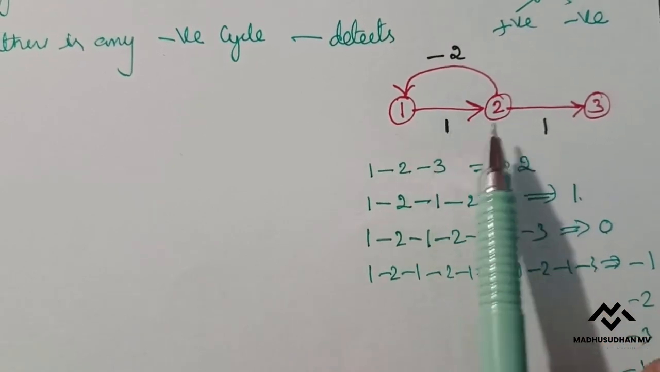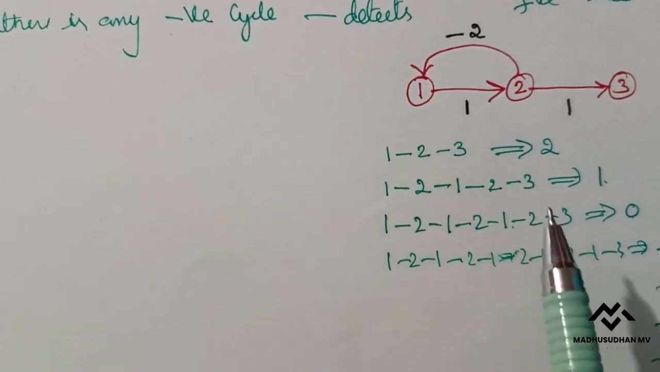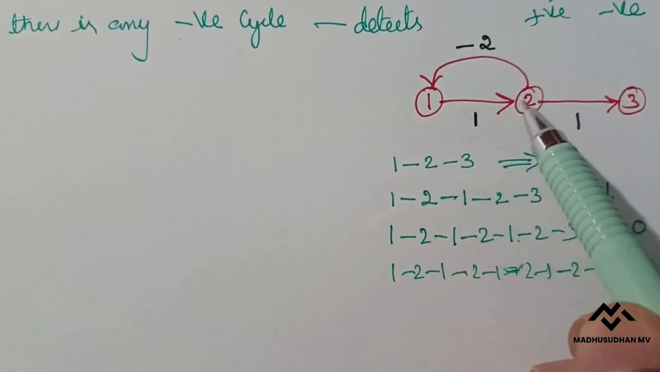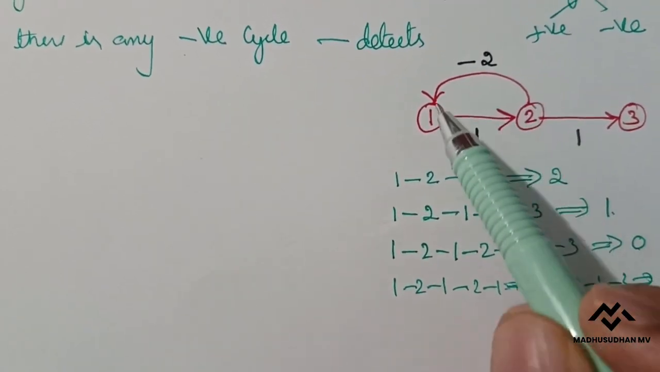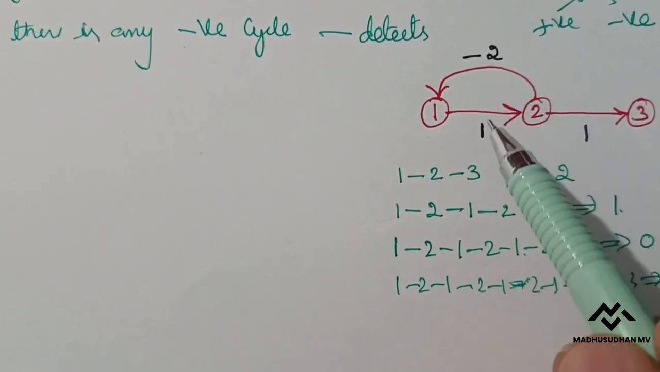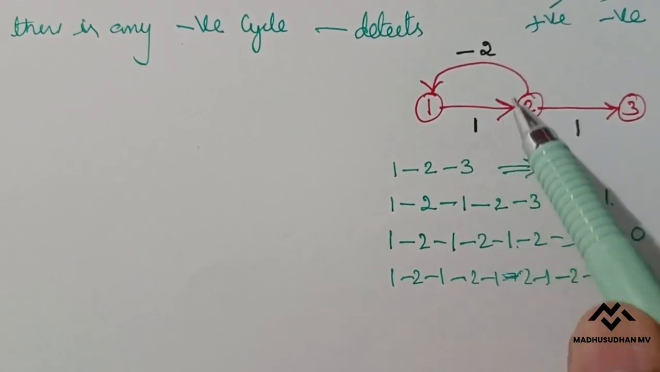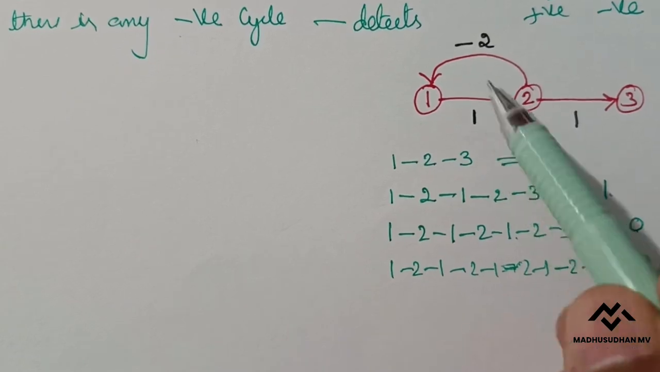Now this is due to the negative cycle. So what do you mean by this negative cycle? See 1 to 2. See, this is the cycle, right? This is a cycle, a closed path. Okay, the total weight of the cycle is what? Minus 2 plus 1 is what? Minus 1. So the total weight of this cycle is minus 1. So that is what a negative cycle is.